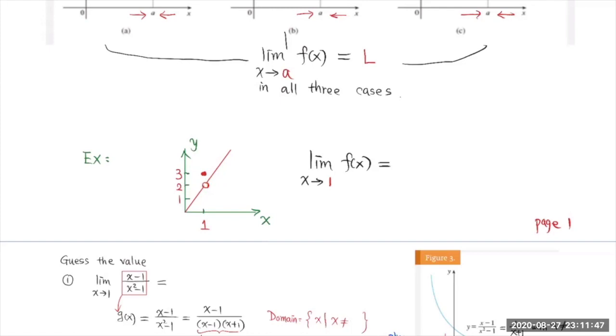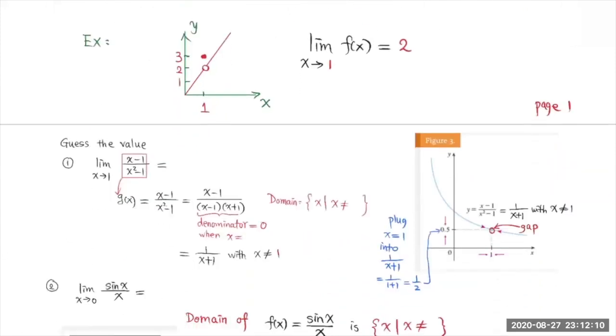So the limit of this function as x approaches 1 from both sides is equal to 2, not 3. Okay, so it's equal to 2, not this 3 over here. Okay, so you have to move along the curve.